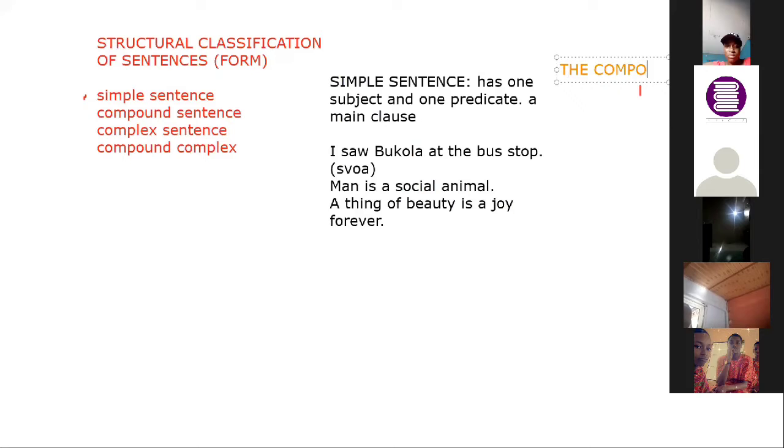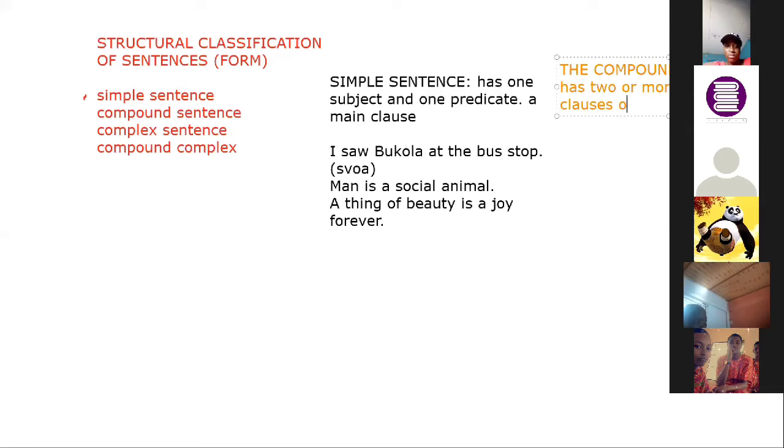So the compound sentence. Are you all with me? Do you understand it? Yes, sir. So a compound sentence is actually it has two or more coordinate clauses. It has two or more main clauses. You understand it?